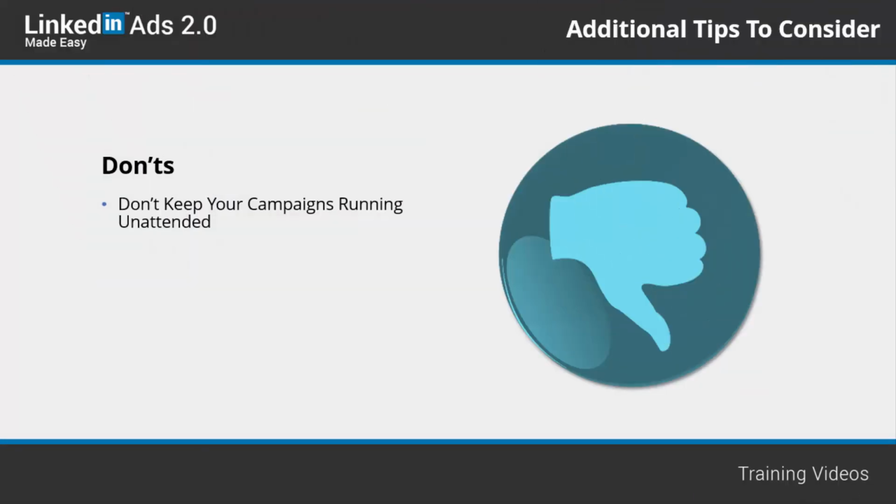Don't keep your campaigns running unattended. You have to always keep an eye on your campaigns and to know when it's the right time to stop them to avoid ad fatigue. A click-through rate below 0.35% is a good indicator that a campaign should be stopped and redesigned for good.